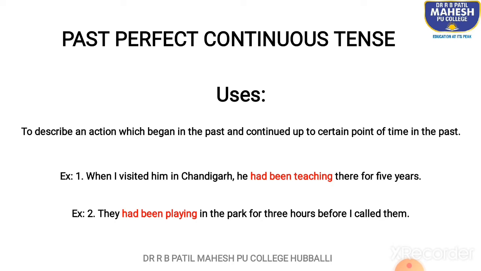So again, coming to the use, an action which began in the past and continued up to a certain point of time in the past. So they had been playing for 3 hours before I called them. So that is how past perfect continuous tense is used. Okay.